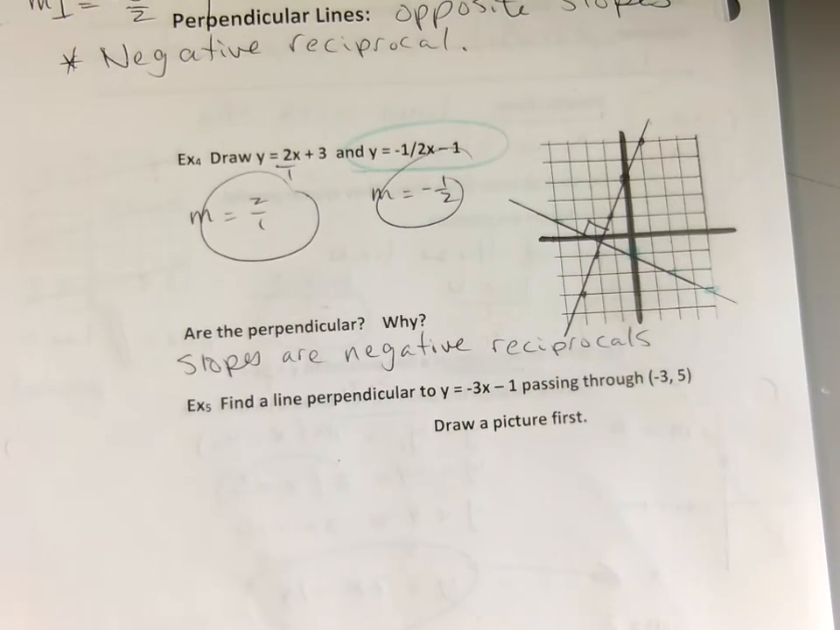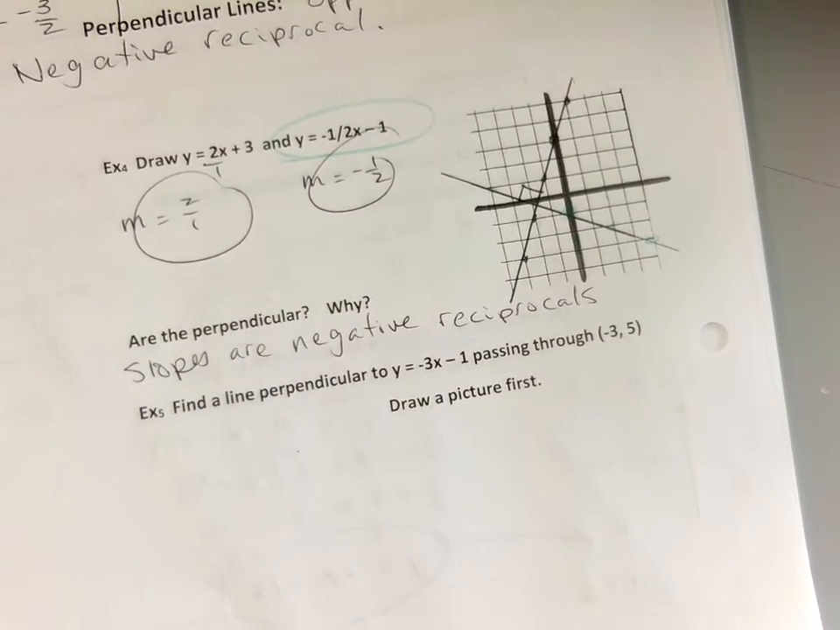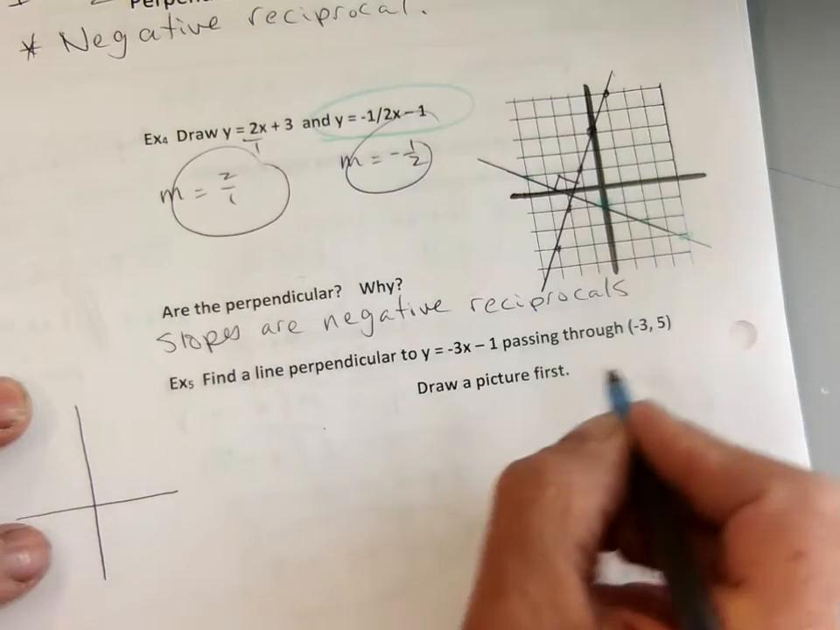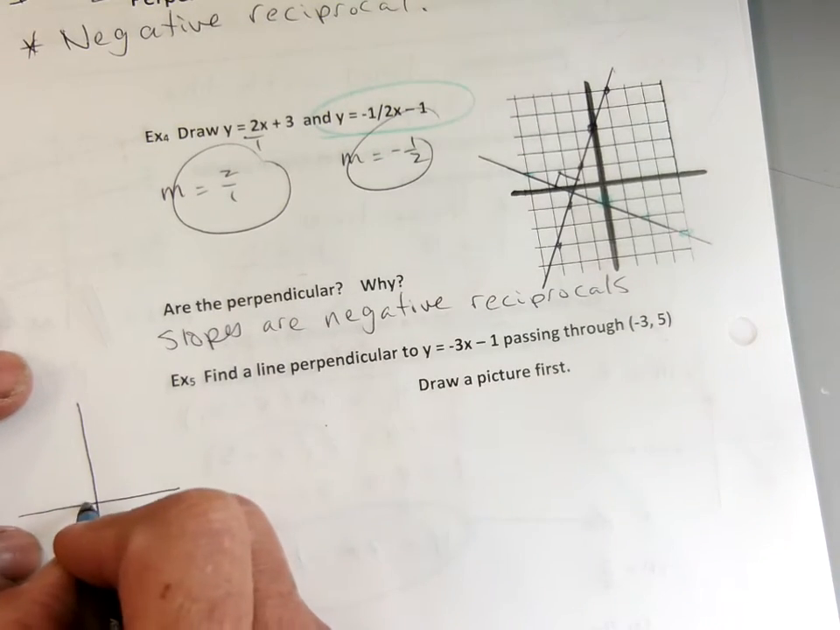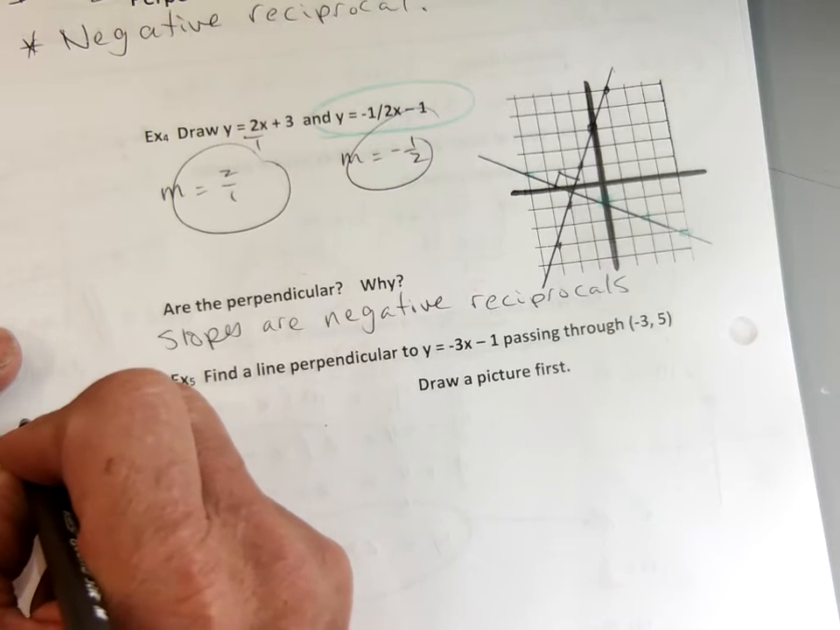Okay. Now, example 5. Example 5 is a lot like example 2, except we're doing perpendicular. Okay, so let's take a look at example 5. I'll draw a picture first. I like the picture. Helps me out. Okay, so if I have a graph like this, I have a point at negative 3, 5. 1, 2, 3. Okay, that's right there.